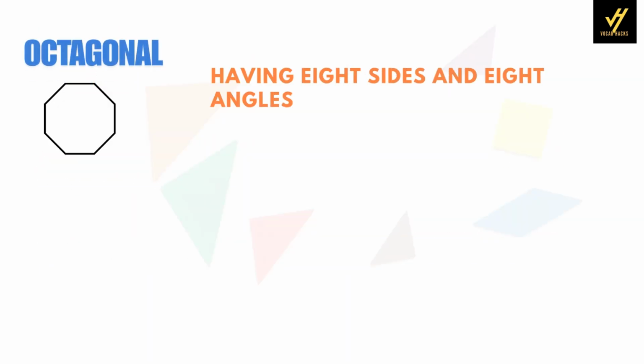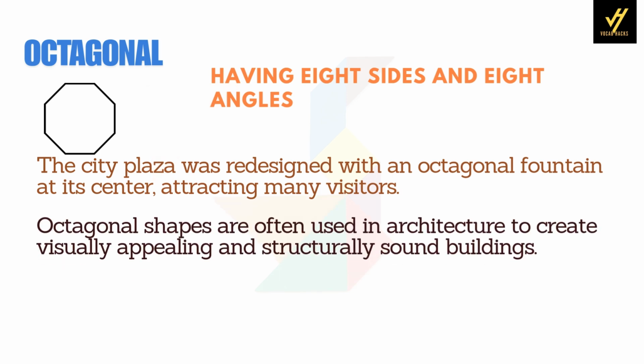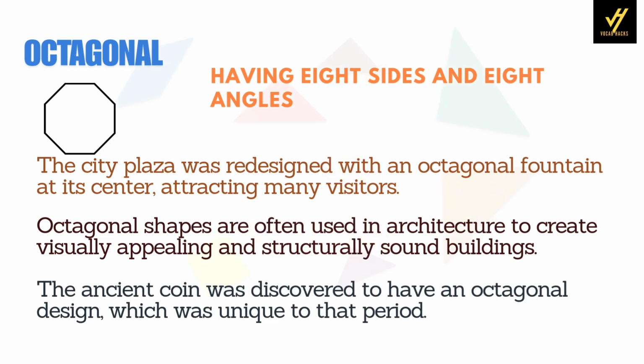Octagonal, having 8 sides and 8 angles. The city plaza was redesigned with an octagonal fountain at its center, attracting many visitors. Octagonal shapes are often used in architecture to create visually appealing and structurally sound buildings. The ancient coin was discovered to have an octagonal design, which was unique to that period.